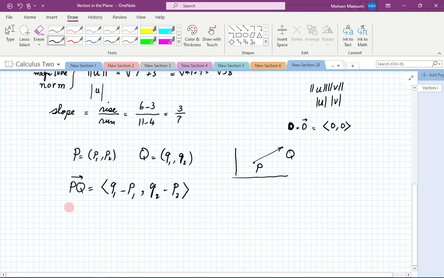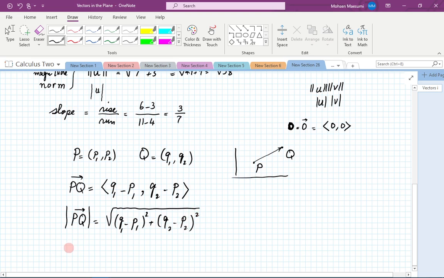If I want to talk about the length of this, by now we got used to a single bar. It's just a Pythagorean formula, so it's going to be the distance formula you are used to from your basic classes.